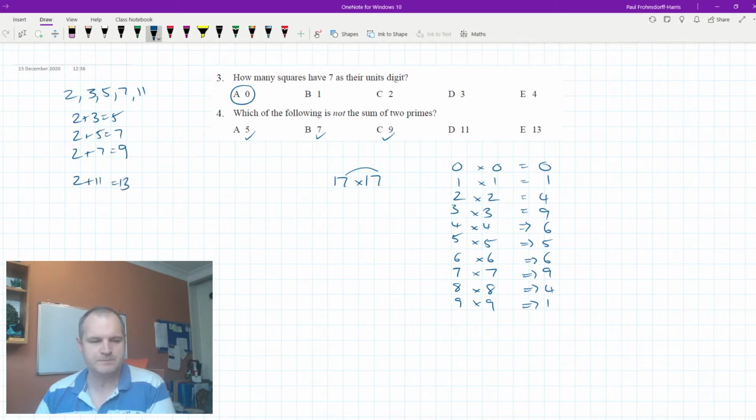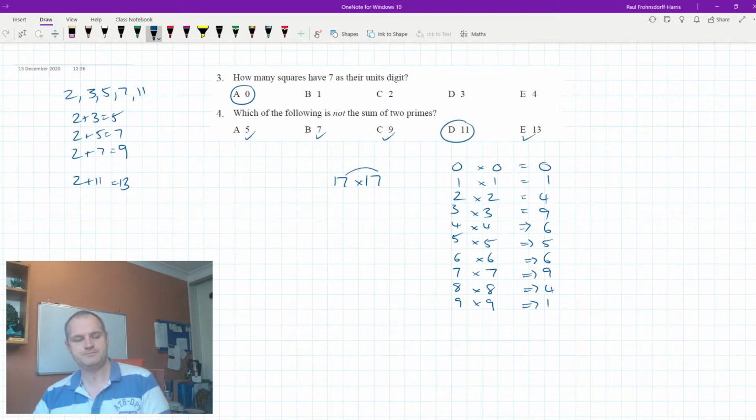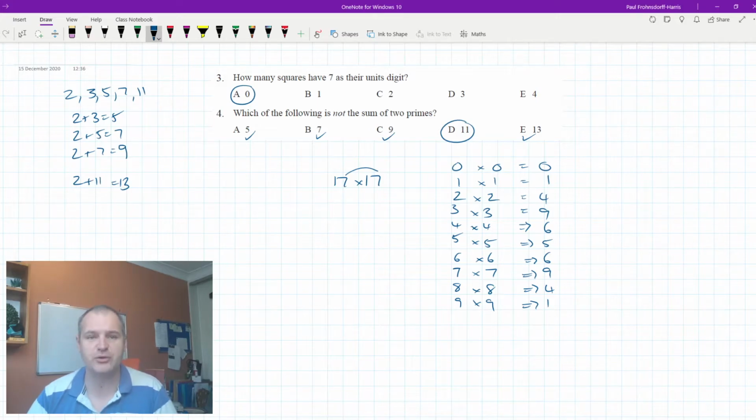2 plus 11 is 13. So we can do that one. That means the only one that can't be done is D. Again, a small moment to pause if you need to. If not, I'll move on.